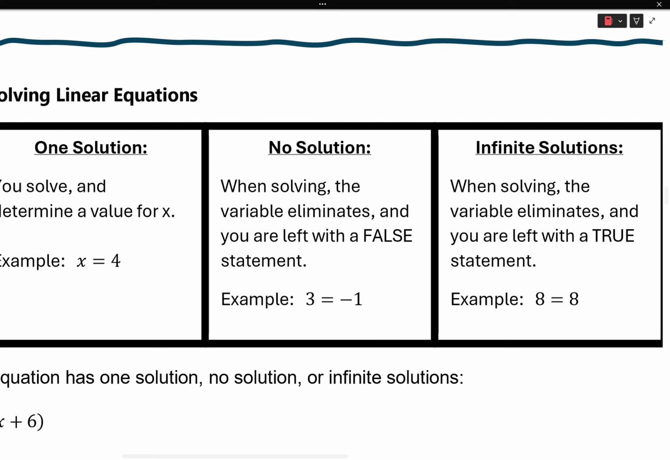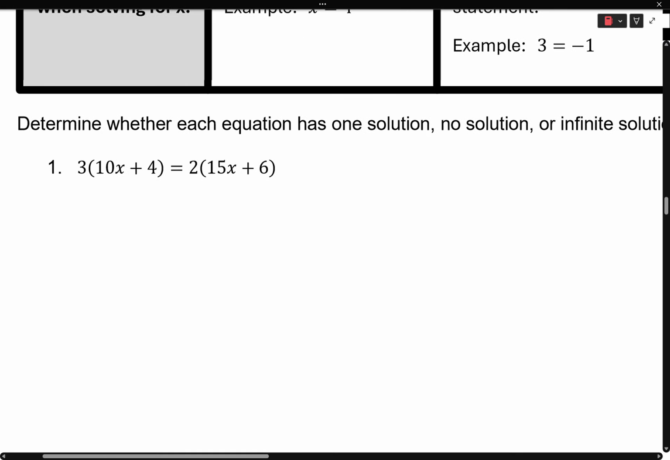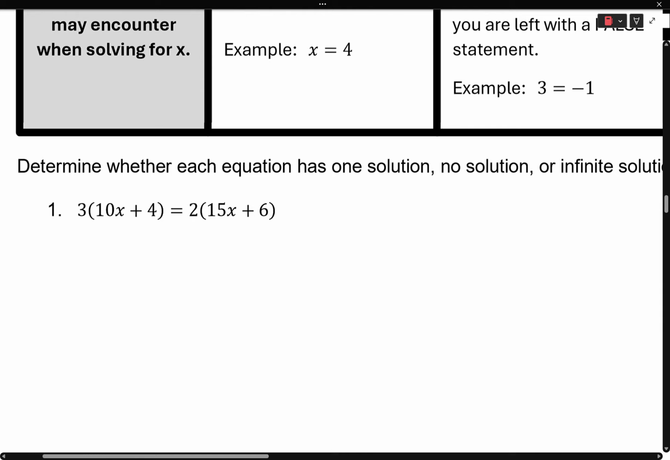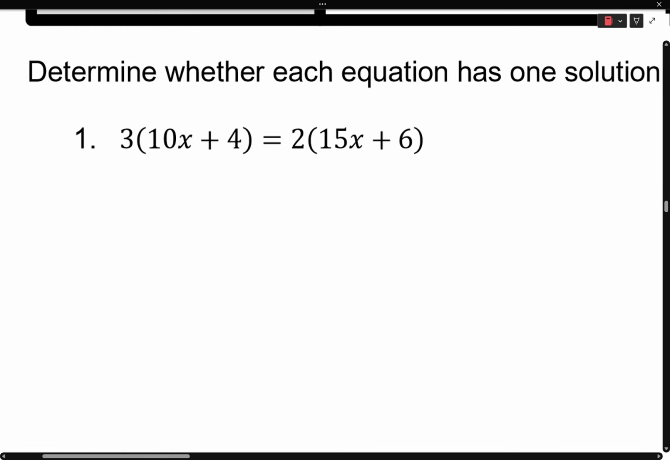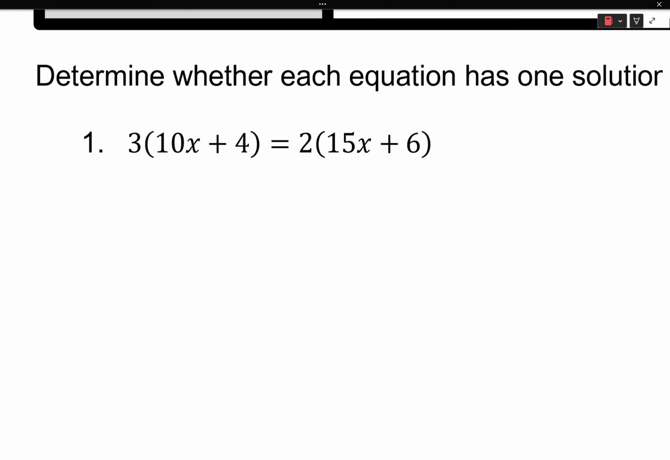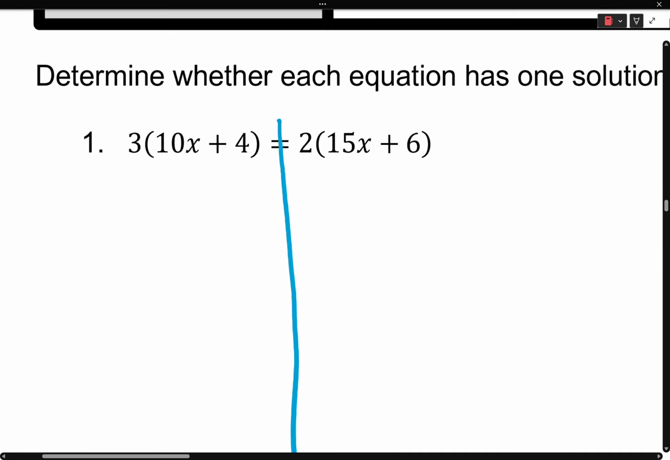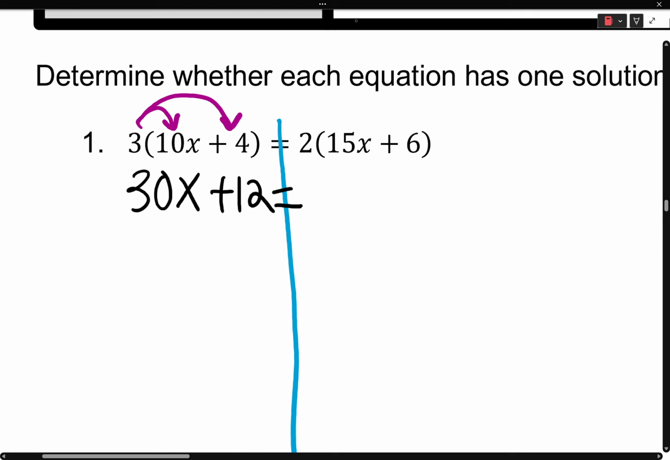Let's check it out. We're going to determine whether each equation has 1 solution, no solution, or infinite, and we'll solve it all the way through regardless. So we'll take it as far as we can. Line down the middle. Very good. The first step here is to distribute, so let's do that. 3 times 10x is 30x, and 3 times 4 is 12. On the right side, 2 times 15 is 30 with an x, and 2 times 6 is positive 12.